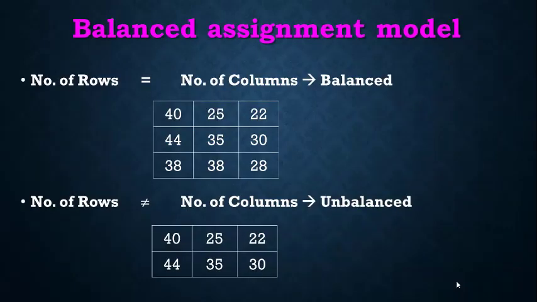So here two types of problems are available. One is the balanced assignment model, in which the number of rows is equal to the number of columns. That will be a square matrix. Another one is the unbalanced model, in which the number of rows and the number of columns are not equal, in which we are going to add a dummy row or dummy column with zero value. So it will not affect the original costs.